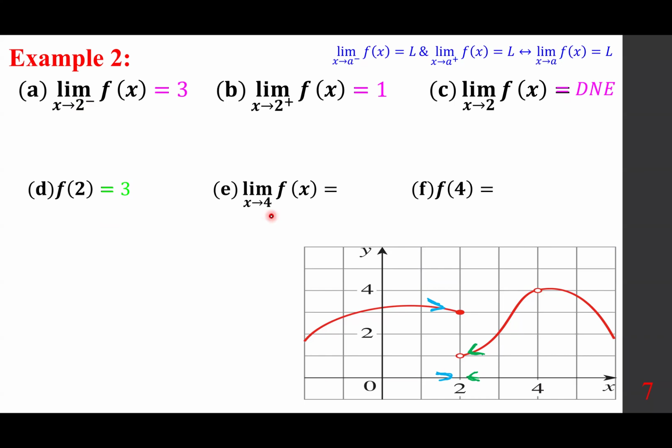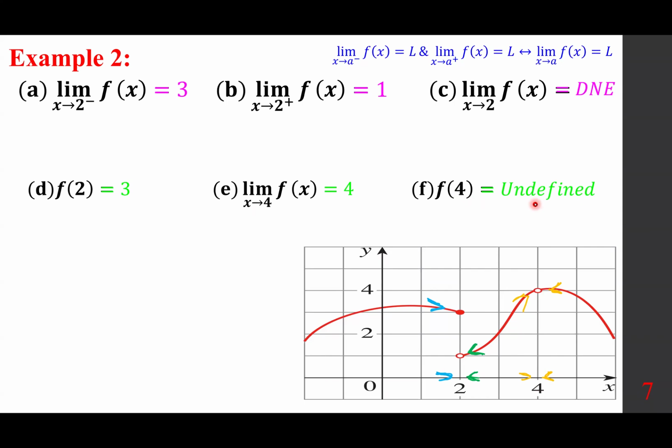What about 4? We want the limit of f of x as x approaches 4, and notice we approach 4 from the left, we approach 4 from the right, and in both cases we are moving towards the same hole, having the same y coordinate 4. Because they are identical, the limit of f of x as x approaches 4 equals 4. But what about f of 4? You look for a solid point, it does not exist, so f of 4 is undefined. The terminology is undefined versus does not exist. Don't mix them up. It's really not that big of a deal, but just in case.